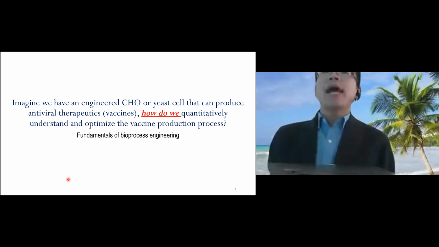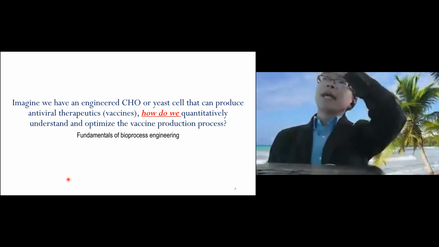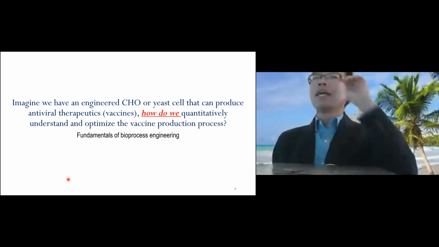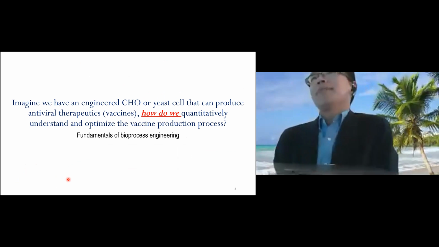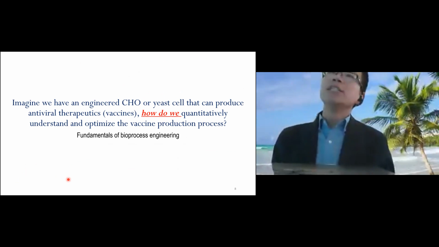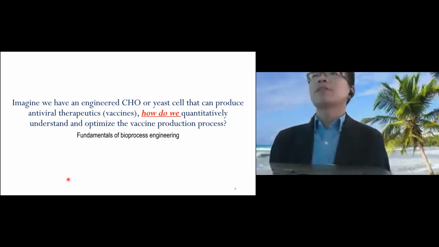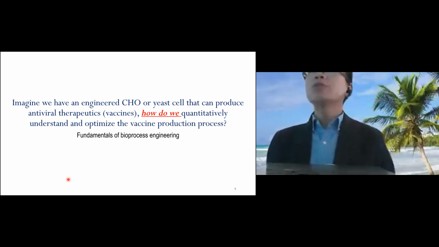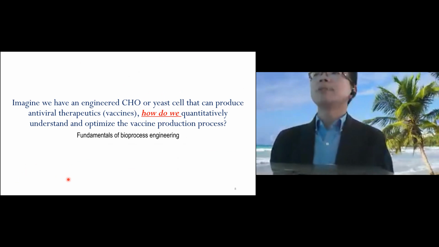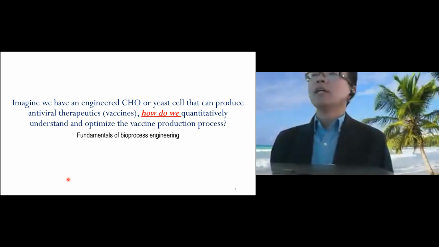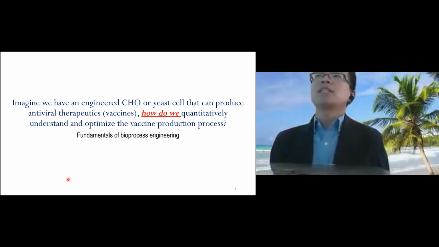So for the next half 15 minutes, I want to give you another example. Imagine you have an engineered CHO cell or yeast cell that can specifically produce an antiviral therapeutic vaccine. How do we quantitatively understand and optimize the vaccine production process? It's about the fundamentals of bioprocess engineering.